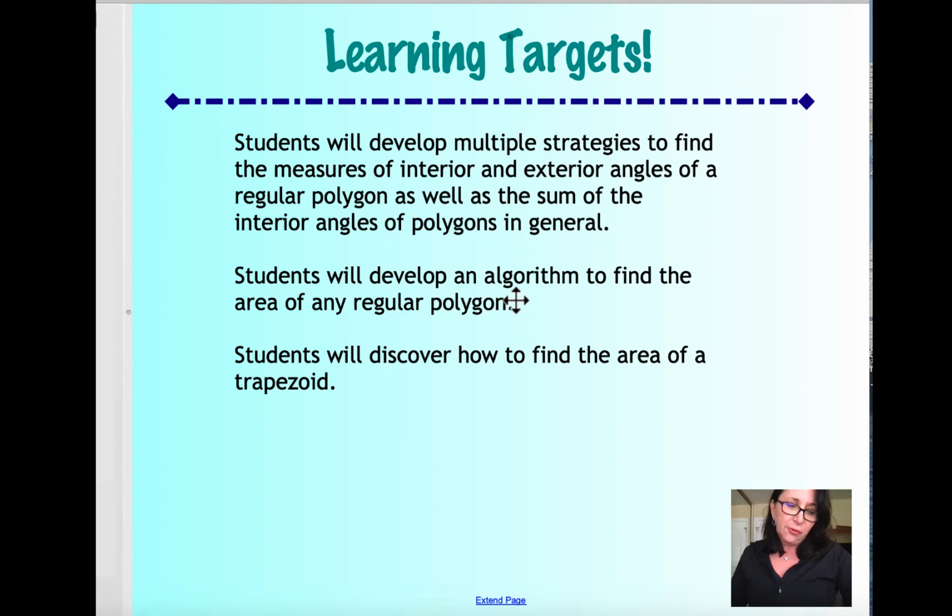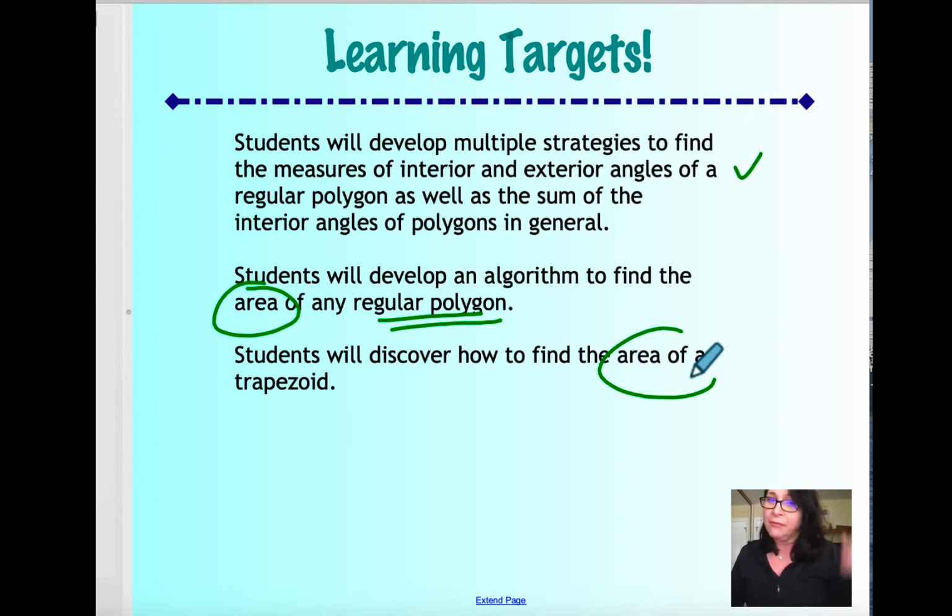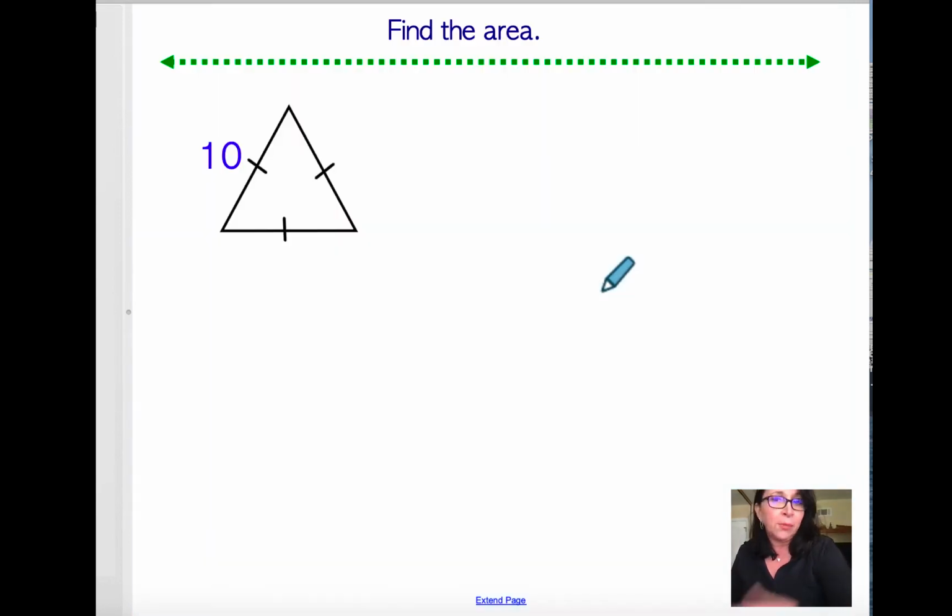So our learning targets for today are basically to, number one, review exterior angles and interior angles of a regular polygon. Also, try to find the area of any regular polygon, as well as finding the area of a trapezoid, and how did that come about? How do we get the formula for that?